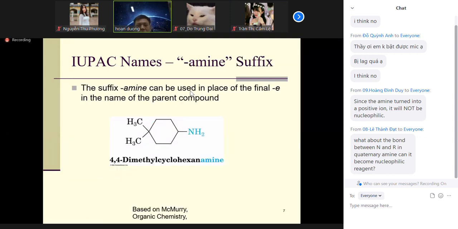Here you have one more. If you have a substituent here, the suffix amine you should put here should be position 1, right? So here you should count 1 and 2, 3, 4, and not the other direction. You call it 4,4-dimethylcyclohexanamine. Okay, so that's how the IUPAC name would be called.